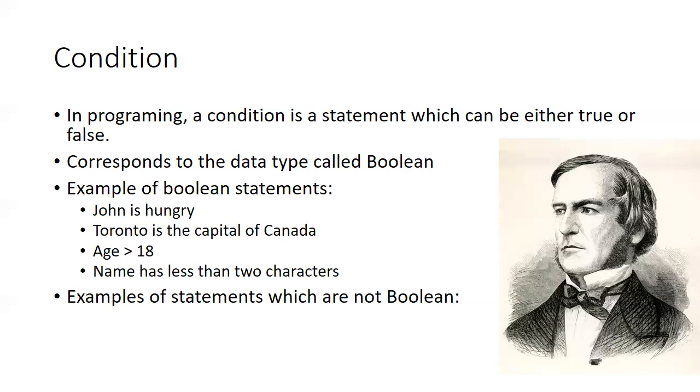Let's have a look at examples of some Boolean statements. These are Boolean statements because they can be either true or false. John is hungry. That's a statement which is either true or false, depending on what time of day it is. If he hasn't eaten since yesterday, that's probably true. If he just got up from the table, it might be false. But it will be either true or false. It won't be both. If he's hungry, then it's not false. If it's true that he's hungry.